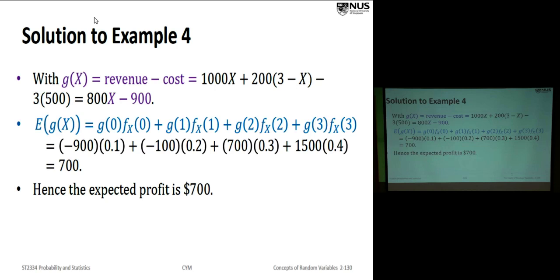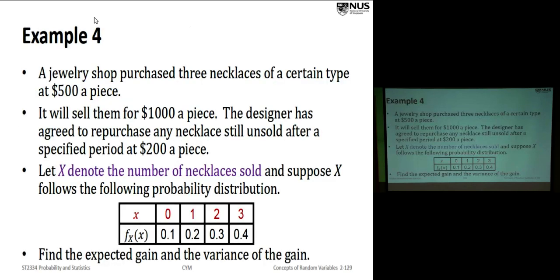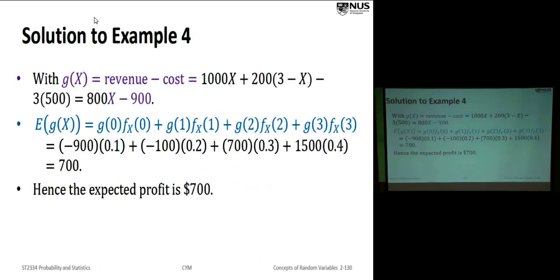So the money that they make is going to be this. Why is that the case? Basically, if they sell x, they make 1,000. But we don't know if x is 0, 1, 2, or 3. Now, if they don't sell, they're going to get $200 back for everyone they don't sell. So that's 200 times (3 minus x).